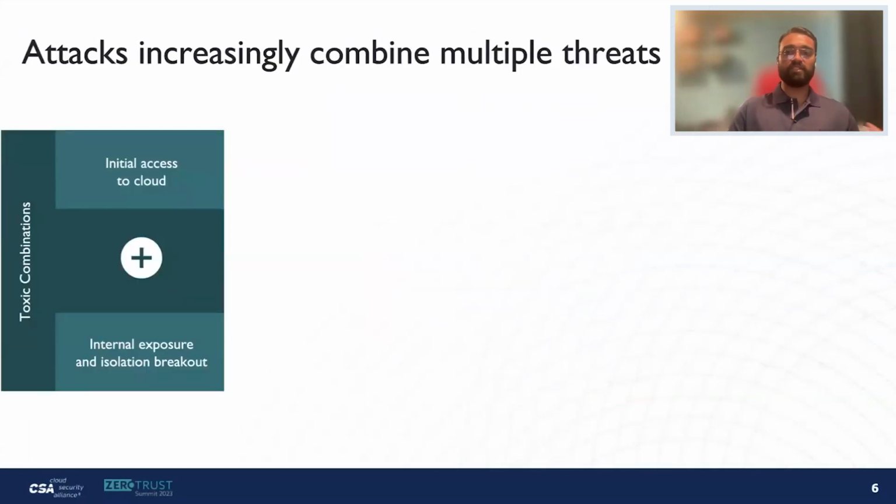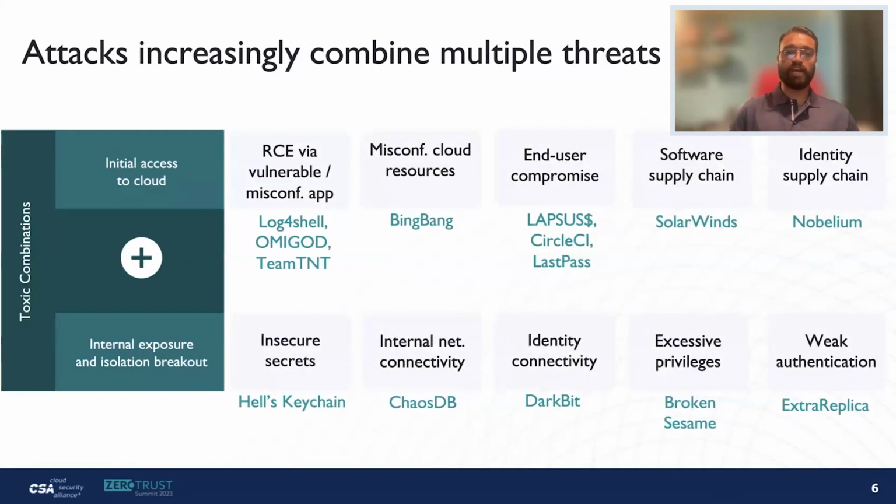Now, attackers haven't been sitting still during this cloud adoption. They've become increasingly clever with their attacks, and this has led to the birth of what's called toxic combinations. An example of a toxic combination could be a workload that is publicly exposed, that has a secret on it, that allows lateral movement to an identity, compromising some sort of sensitive data at the end of the attack chain.